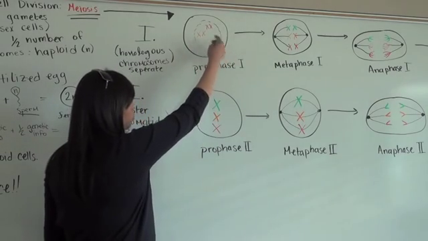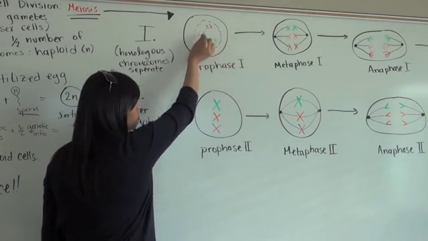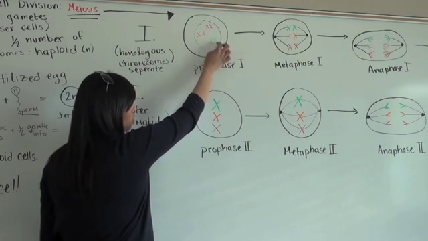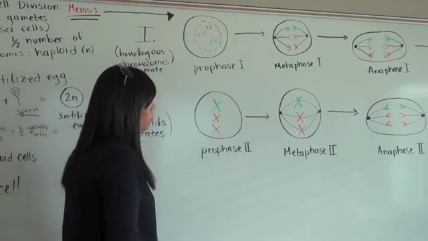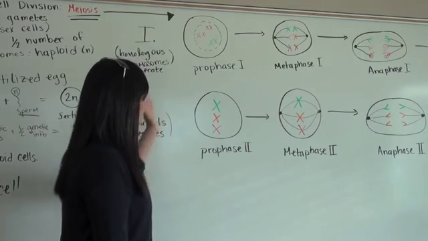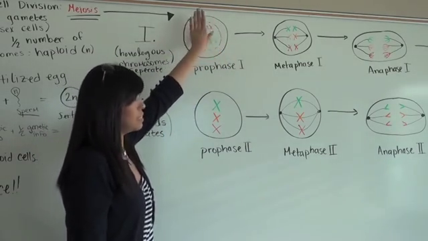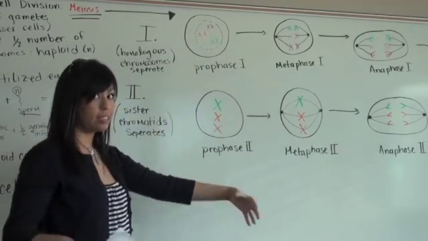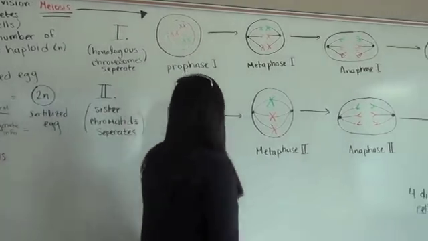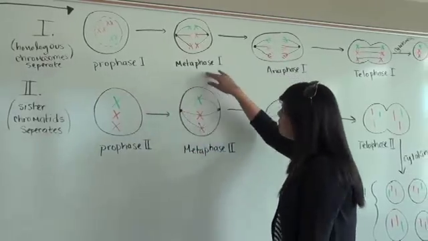In prophase 1, they coil up and pair up with each other: green with green, orange with orange, and red with red. After that, we can see that the nucleus is disintegrating as well, getting ready for division. Then it goes into metaphase 1.